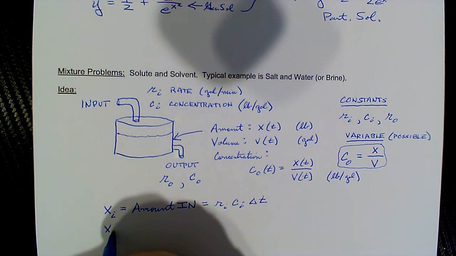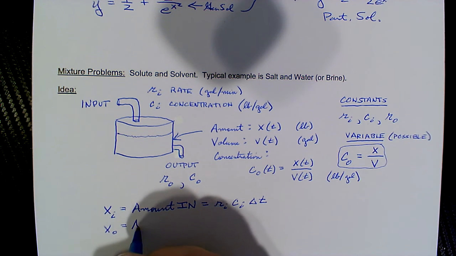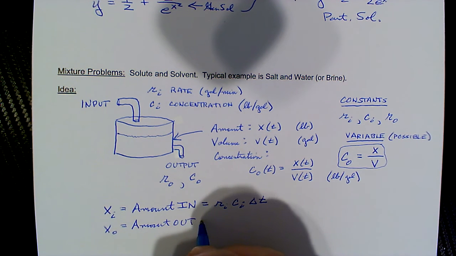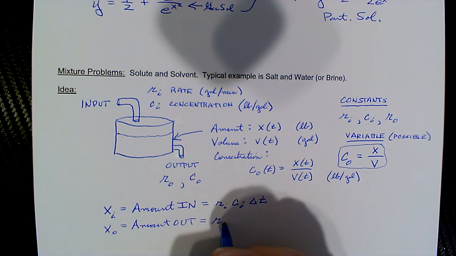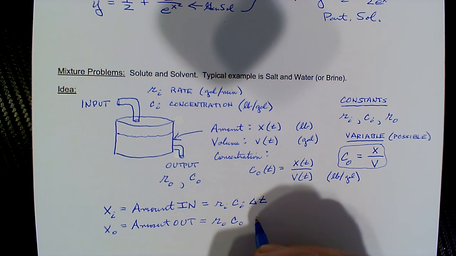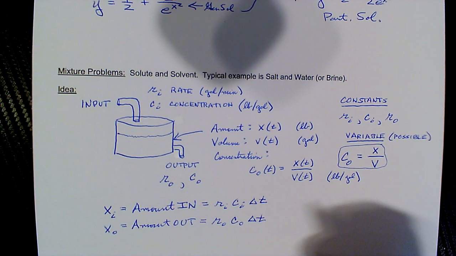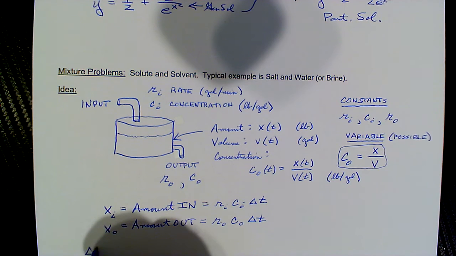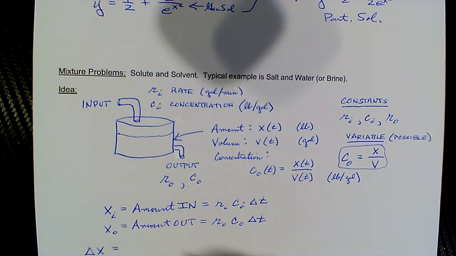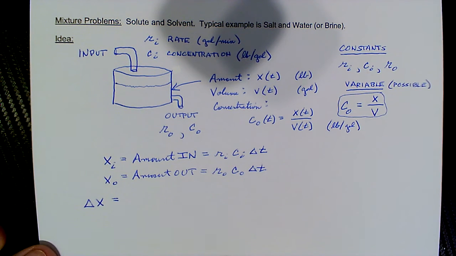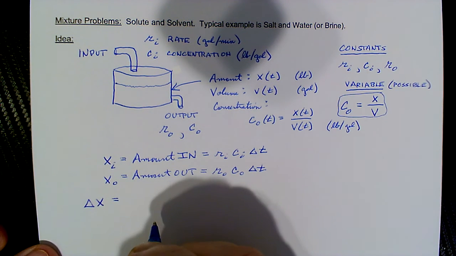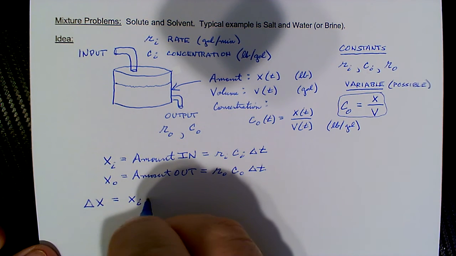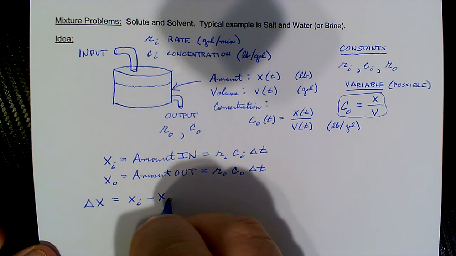The amount coming out, similarly, will be the rate out times the concentration out times the change in time. So therefore, the change in the amount, so delta x, we'll say, is the amount in minus the amount out.